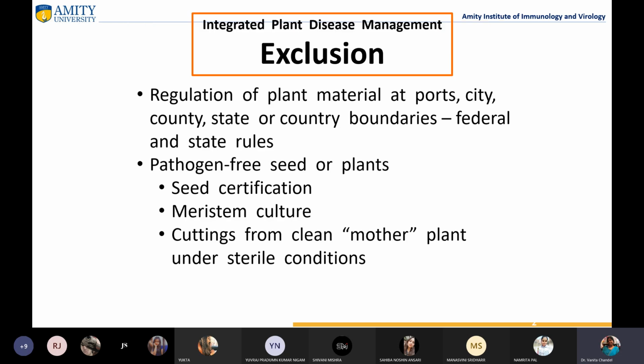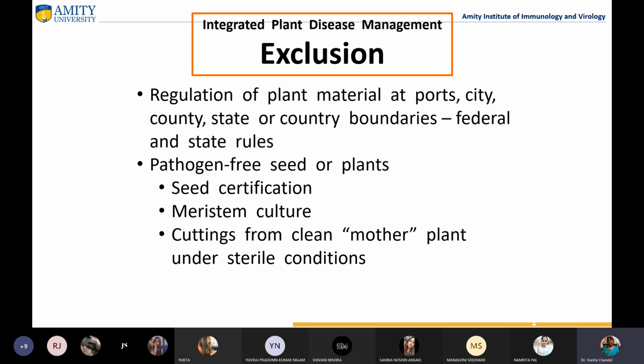So exclusion can be done by regulation of planting material at the ports, a city, or a national or international boundary. That means diseased materials should not be taken out of the country, or within the country also. There are certain regulations where planting material or seeds or other things cannot be taken from one part to the other. They need to be checked or certified. So pathogen-free seeds or plants, so seed certification is one method.